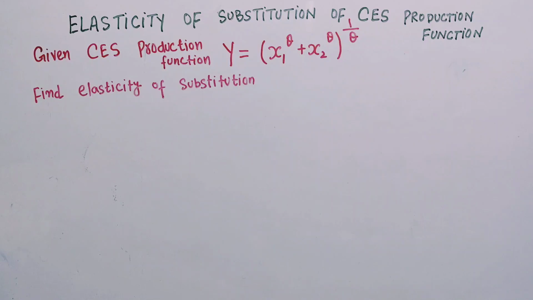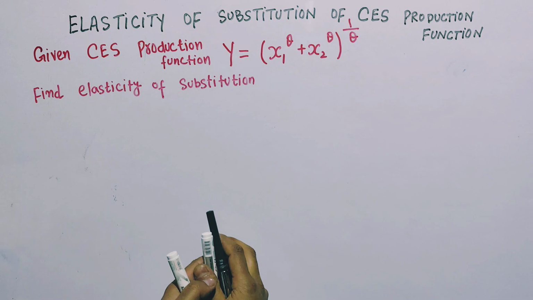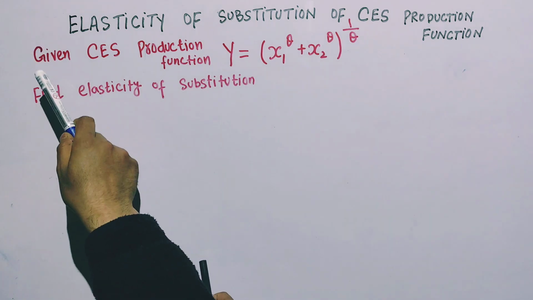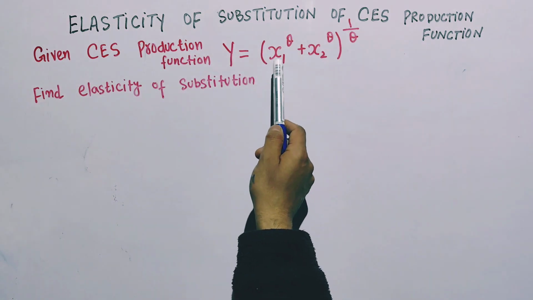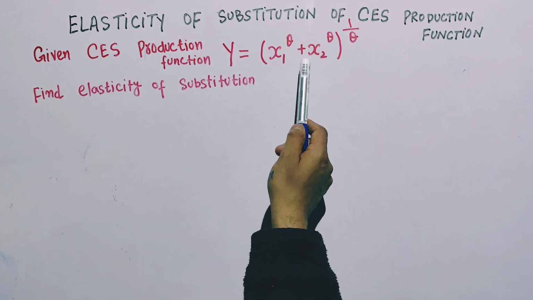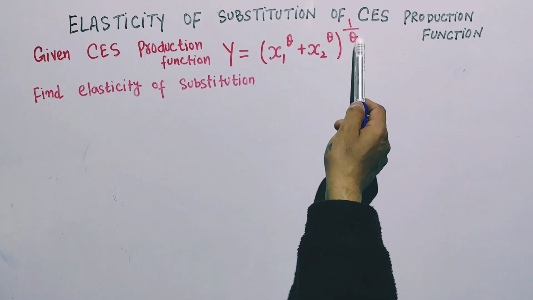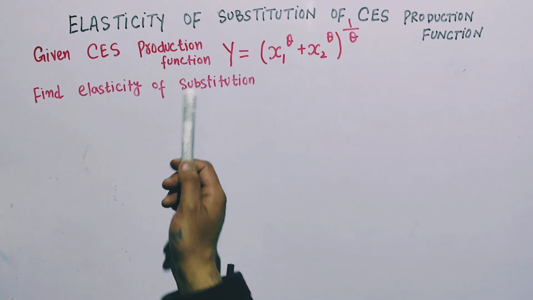In this video, we will learn how to find out the elasticity of substitution of a constant elasticity of substitution production function. The question is, given the CES production function y is equal to (x1^θ + x2^θ)^(1/θ), we need to find out the elasticity of substitution.